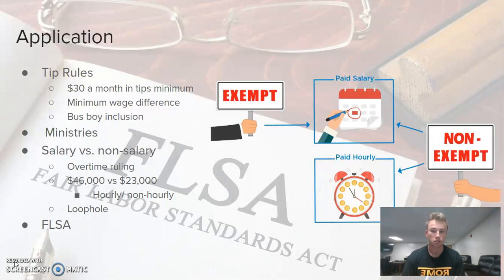And they recently changed the requirement for minimum salary from $23,000 to $46,000. That's just so employers are still having people who are making $23,000 or less in a year still be able to receive overtime and not be classified as salary. So now it's $46,000 to be a salary employee, where you won't be making overtime if you're working over 40 hours.